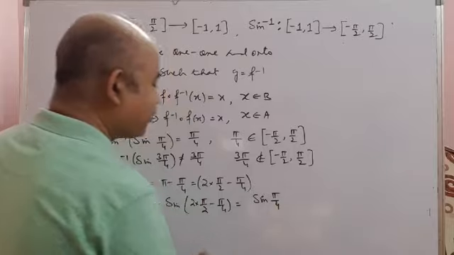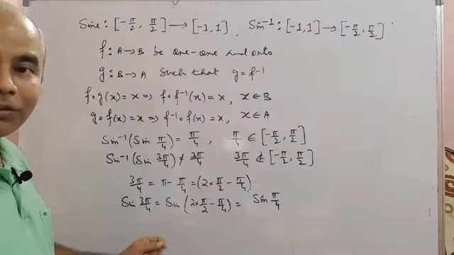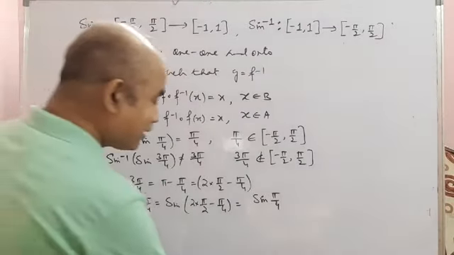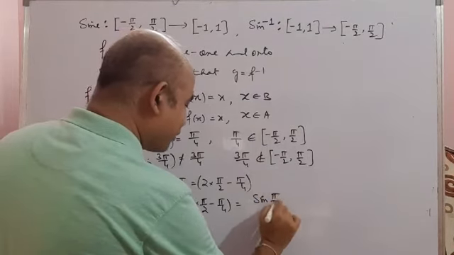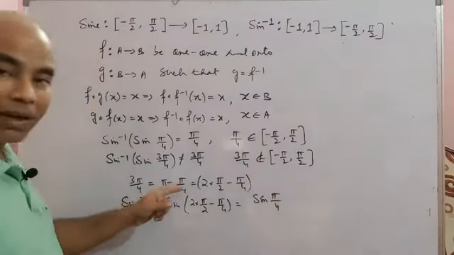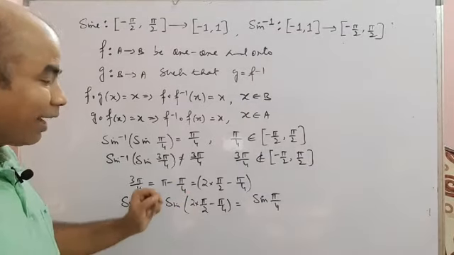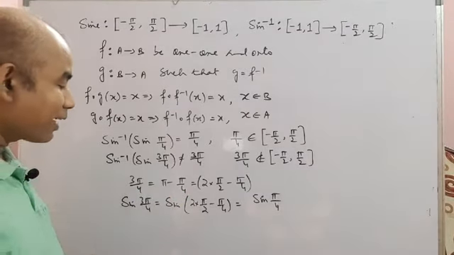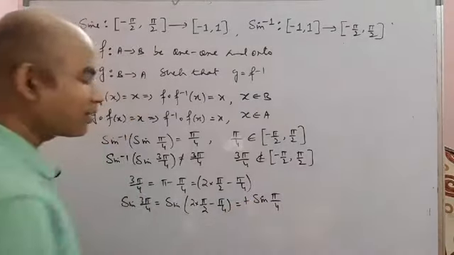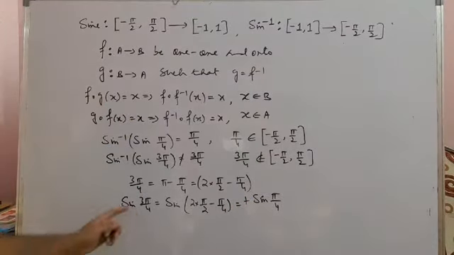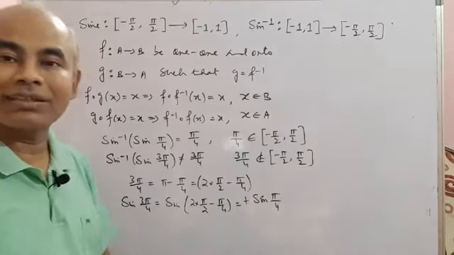Now according to the quadrant, following the ASTC rule, you have to find out whether the sign is positive or negative. Now π − π/4 means it is in the second quadrant, and according to the ASTC rule, in the second quadrant the sine function, your given function, is positive. So it is positive sin(π/4). So sin(3π/4) is the same as sin(π/4).